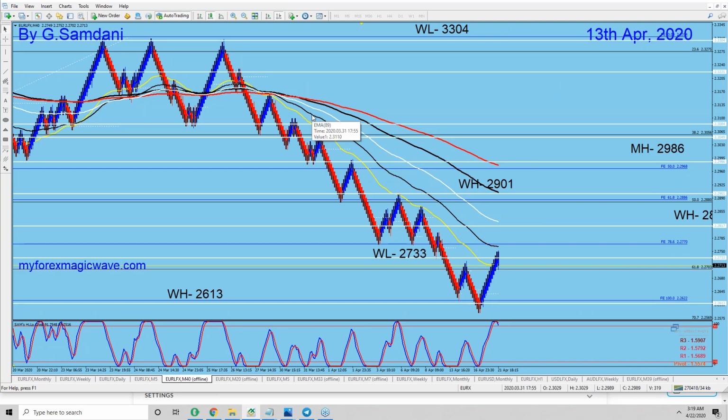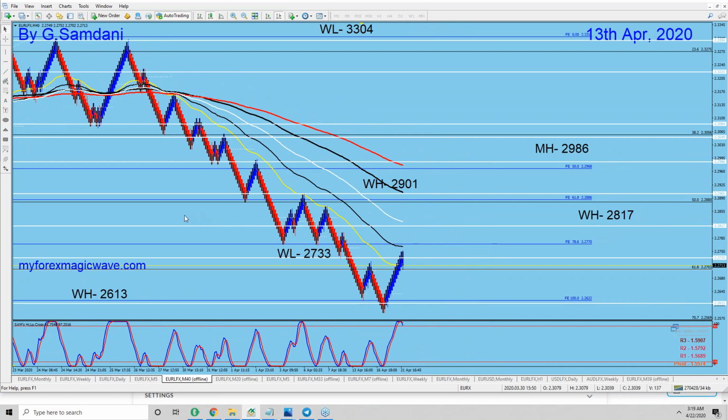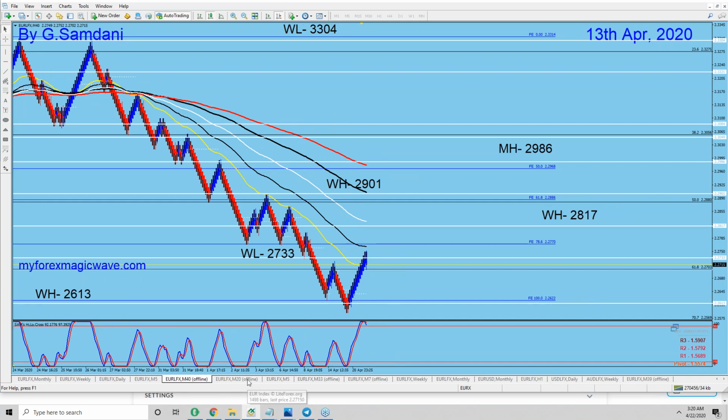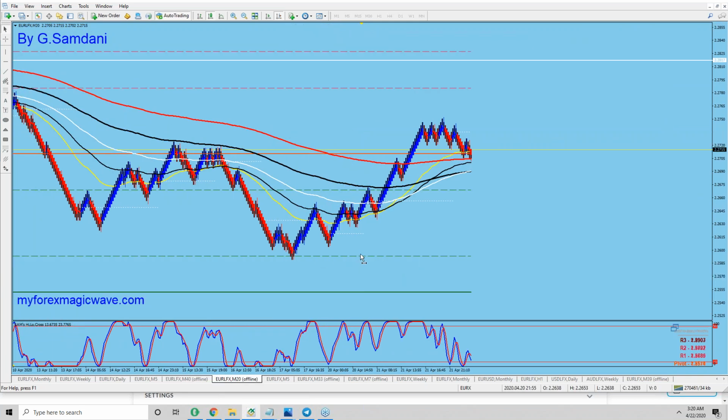Similarly, here we have yellow below the black and both below the red, a short setup. No problem with that. Even though the red condition is not even there, it's just yellow below the black, from a turning point you can take it. I'm talking about a 20-minute setup, basically.